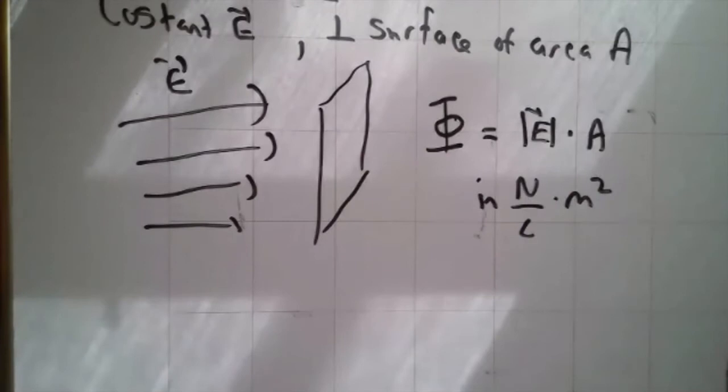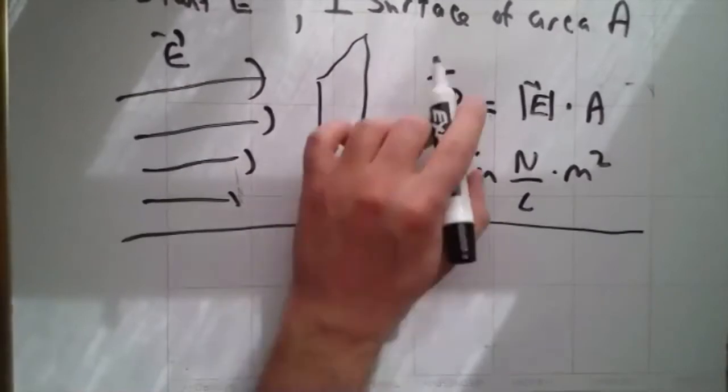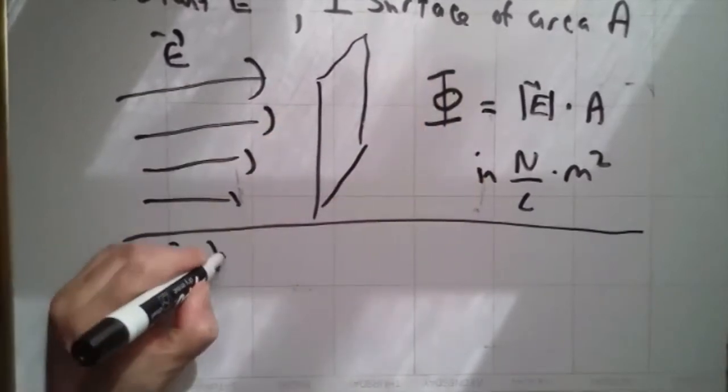That doesn't happen very often. What if we tilt our surface? So still constant E.